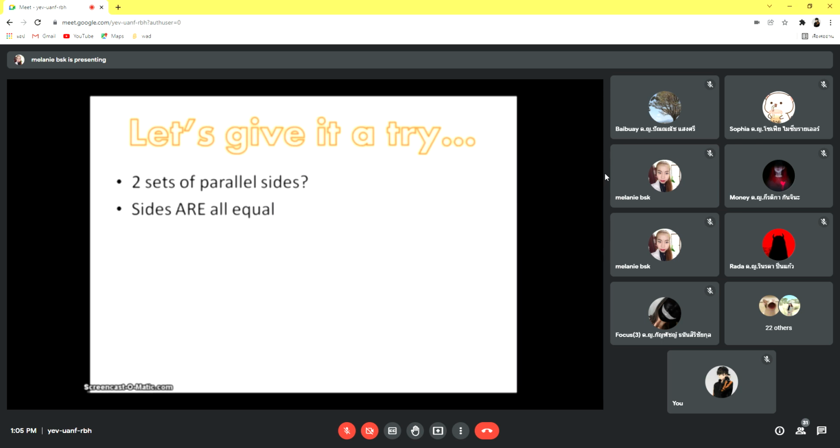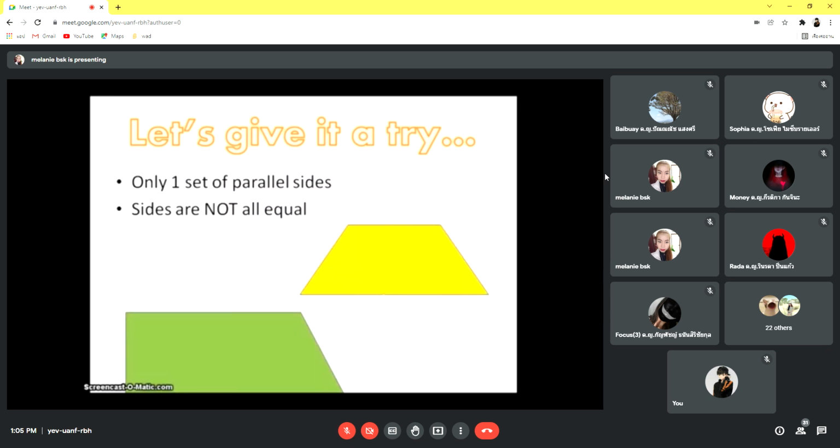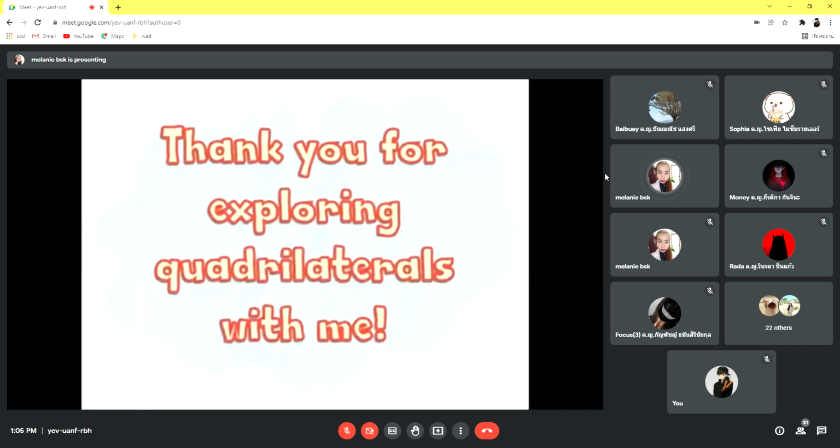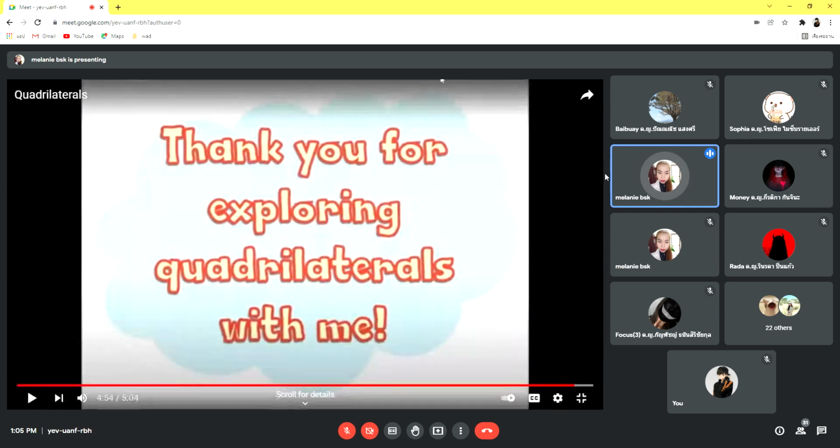Alright, and what about if there's 2 sets of parallel sides, and the sides are all equal, but they are not all 90-degree angles? And that would be a rhombus. Alright, last one. There's only one set of parallel sides. The sides are not all equal. So remember, one set of parallel sides. And that would be a trapezoid. Okay, so children, that is all about quadrilaterals.